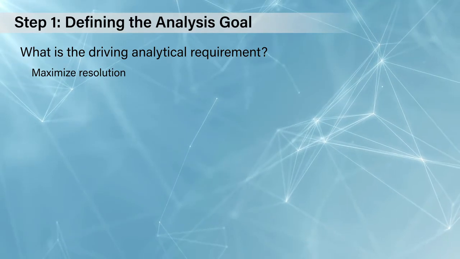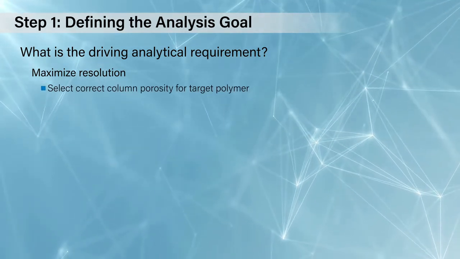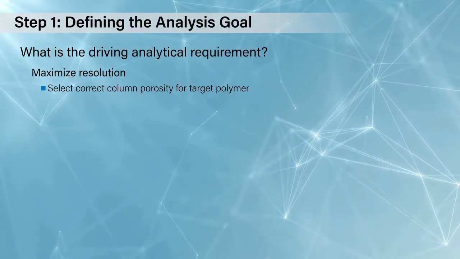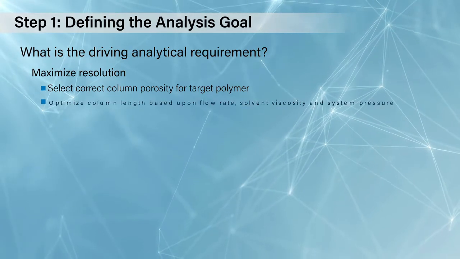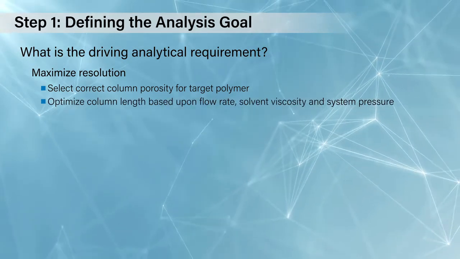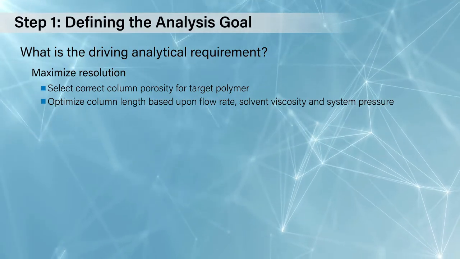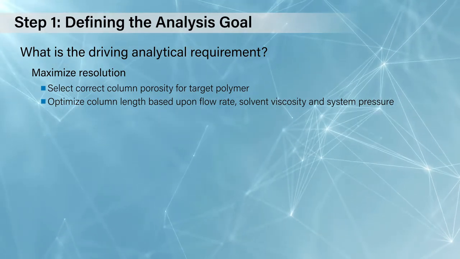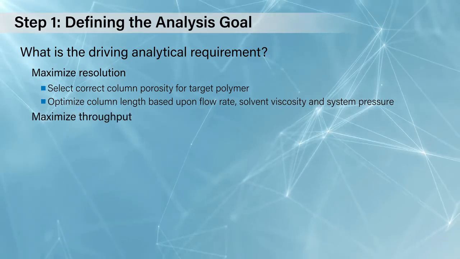So if your maximum resolution is your key requirement, then first of all we must select the correct column type and porosity for the target polymer molecular weight distribution. We then optimize the column bank based upon the combination of the solvent viscosity, the desired flow rate, and the available system pressure.